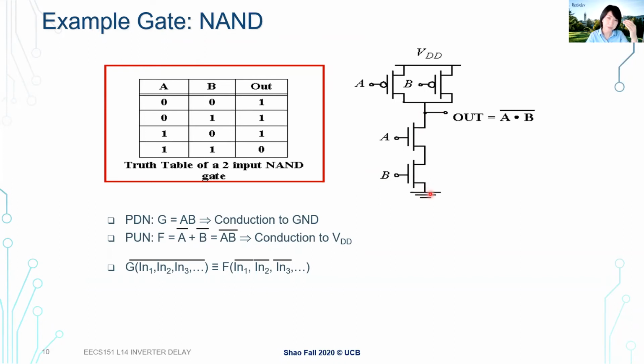And we mentioned the pull up network is the dual version of the pull down network. The dual of a serial connection is a parallel connection. So in the pull up network, instead of having 2 transistors in serial like the pull down, we put them in parallel. That's how we design a CMOS gate for the NAND gate.